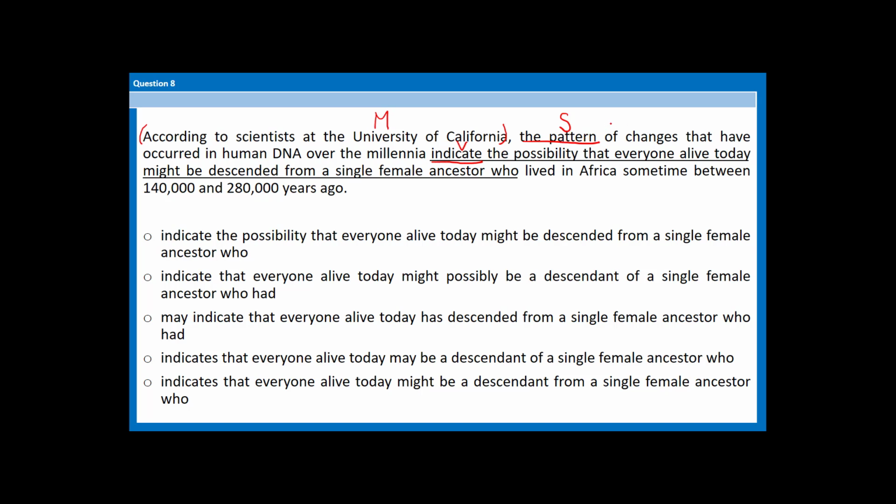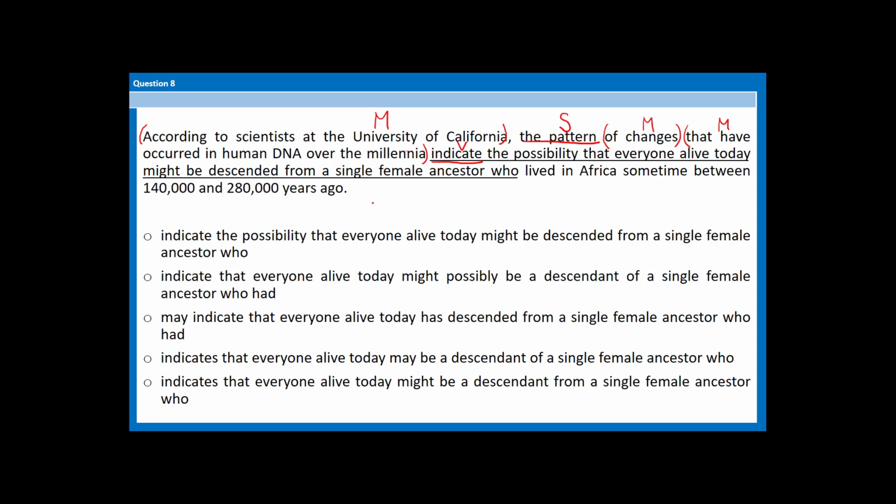Be careful with the prepositional phrase of changes, which is a modifier. Be careful with the relative clause that have occurred in human DNA over the millennia. That's another modifier. Okay? So the pattern indicate is the main clause. Indicate the possibility that everyone alive today might be descended from a single female ancestor who lived in Africa sometime between 140,000 and 280,000 years ago.